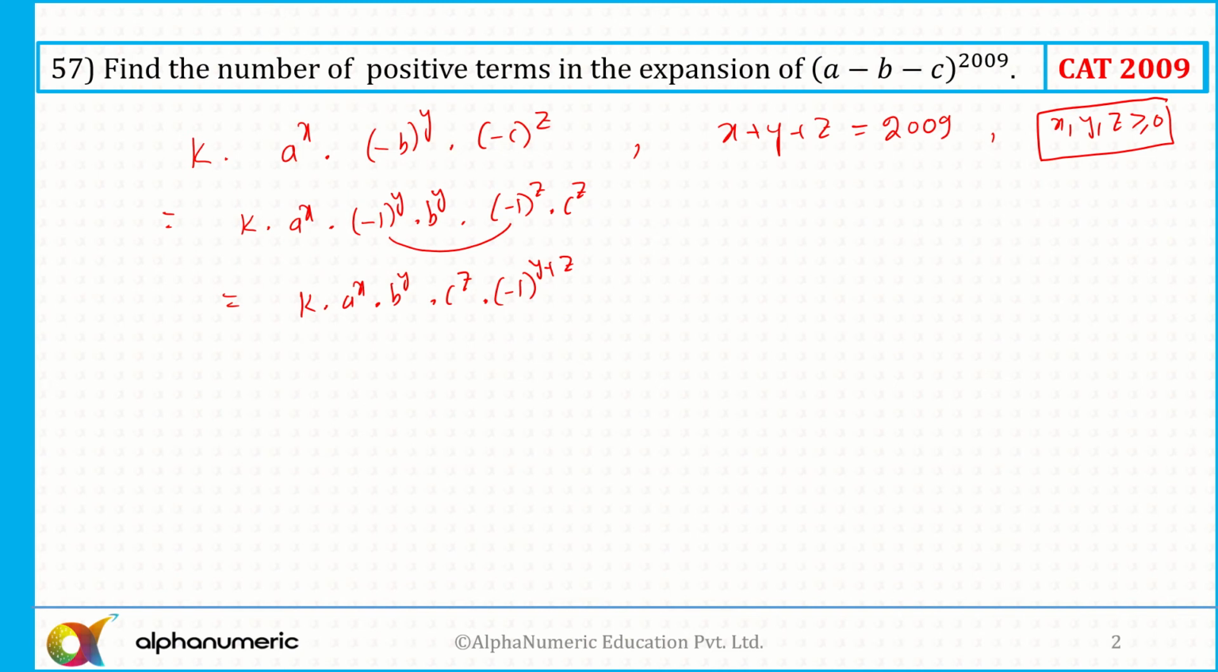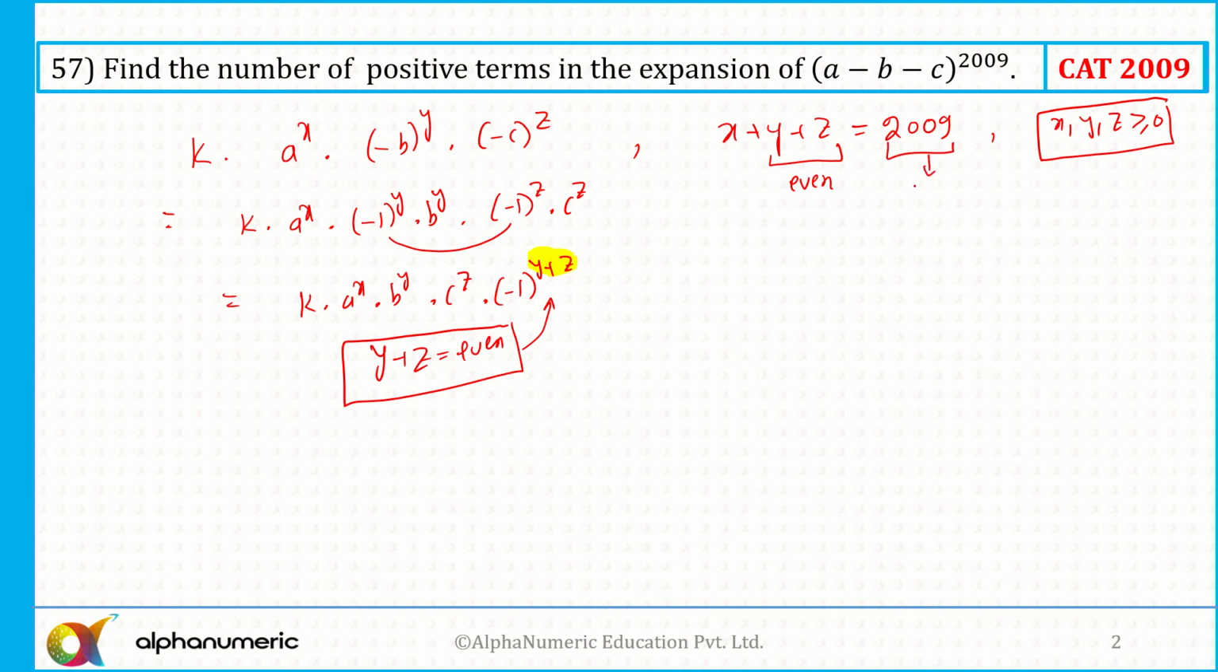And we need the terms to be positive. So if y plus z is an even number, then we know that minus 1 raised to an even number is always positive. Which means that y plus z must be an even number. That is the condition. If y plus z is even, then the entire term will be positive. So now we know y plus z is an even number.